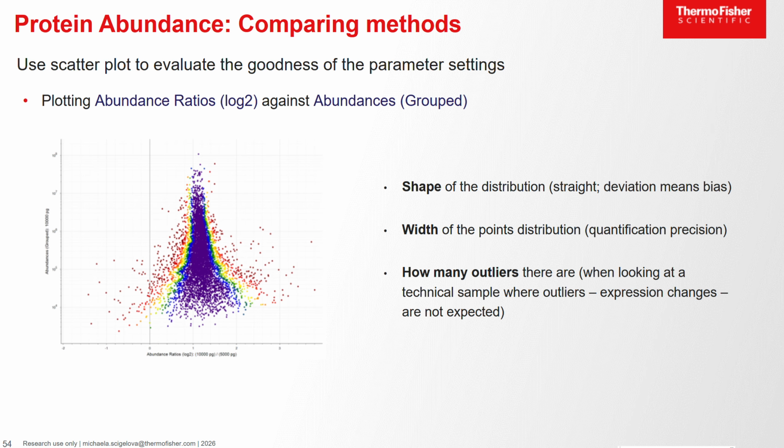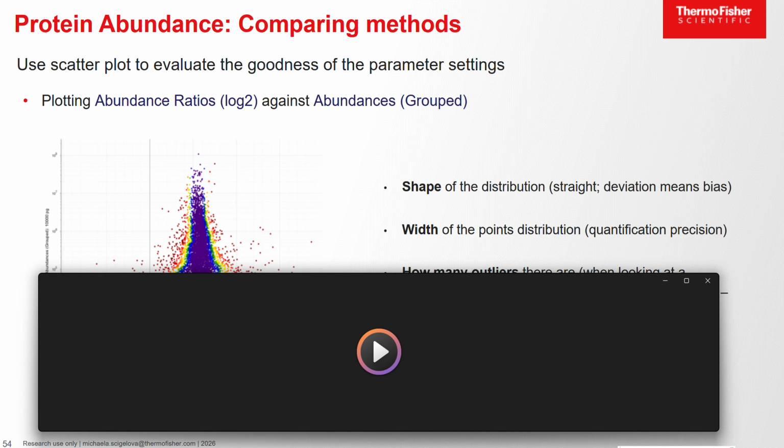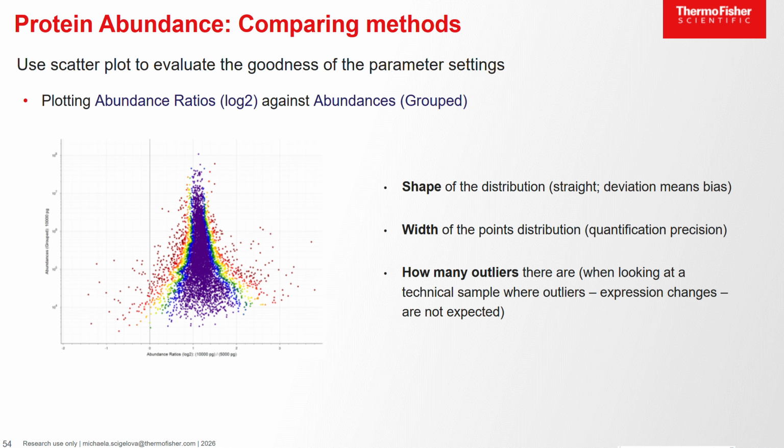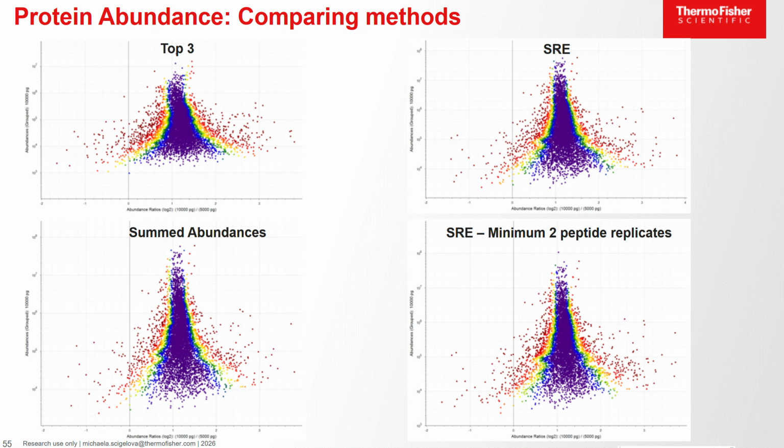And what we will be looking at is the number of outliers here, because this was an experiment which was a technical replica, different dilution series. We do not expect, in a way, outliers as such. All of the proteins should be twice as represented in the ratio 2 to 1. So let's see now how these plots look for different quantitation methods.